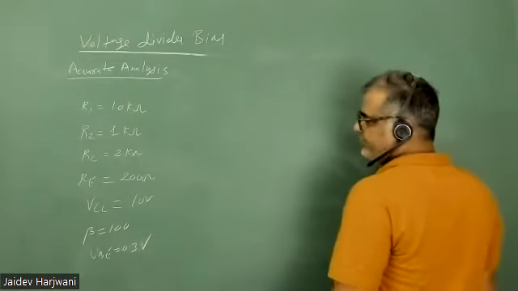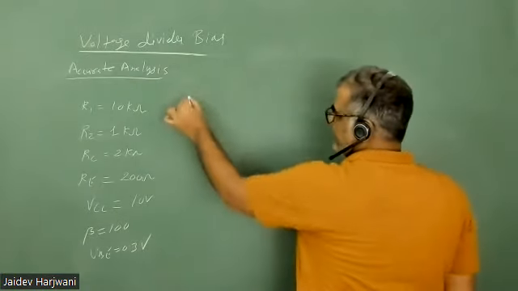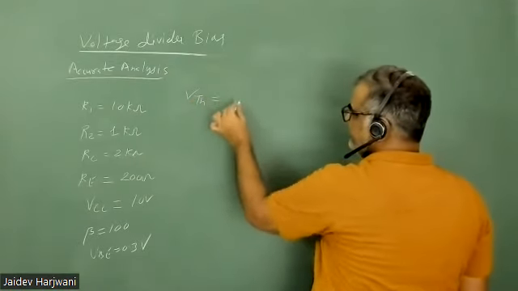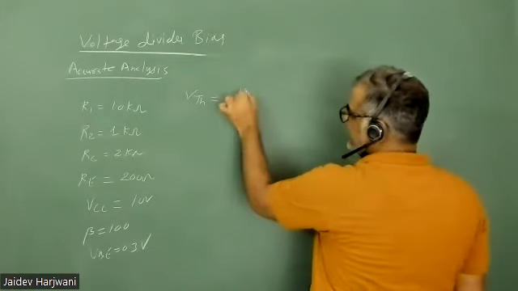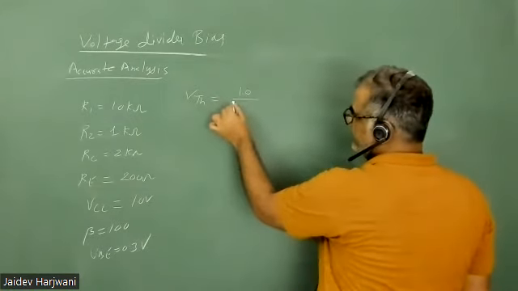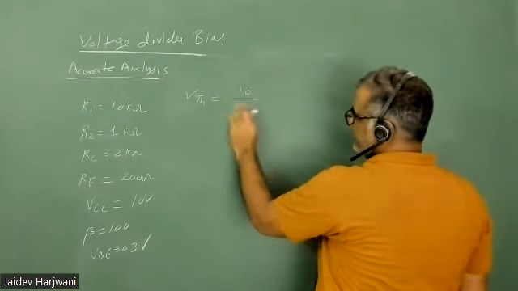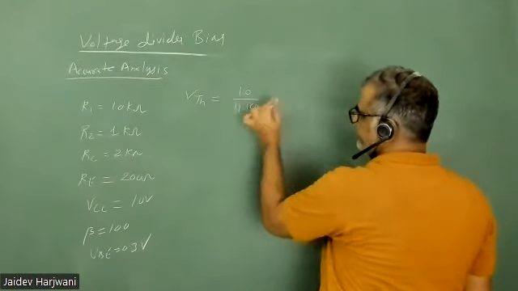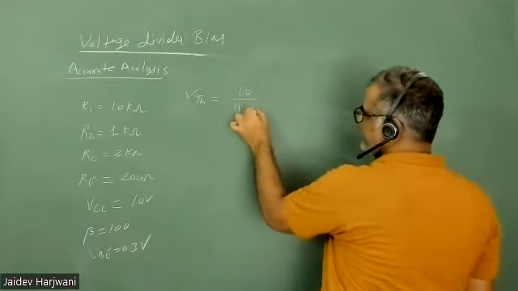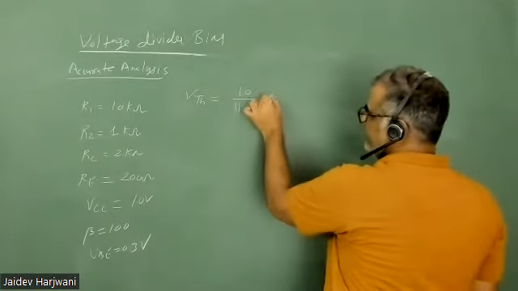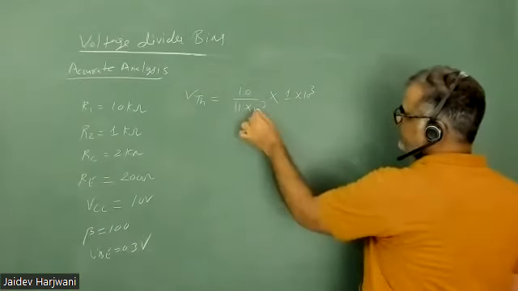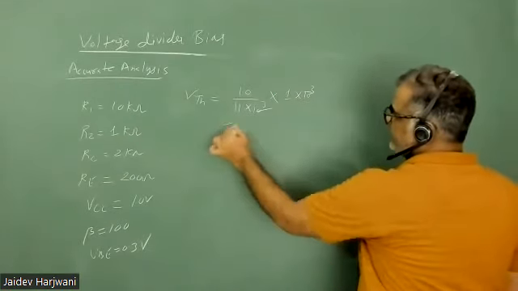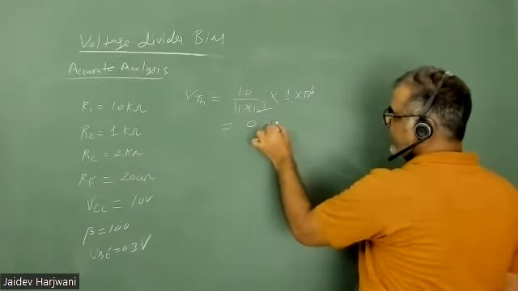So first of all, you need to find VThevenin. VThevenin will be your VCC, which is 10, upon R1 by R2, 10 kilo ohm and 11 kilo ohm. 11 kilo ohm or 10 to the power 3 ohm into R2, which is 1 kilo ohm. So cancel. So 10 by 11, this becomes 0.9 volt.